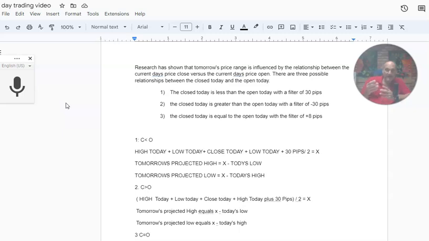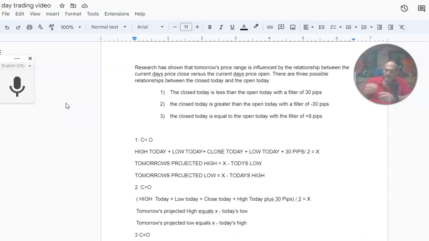But anyway, it's shown that there's a relationship that's influenced by the current day's close versus the current day's open. And there's three possibilities that exist, right? The close is less than the open today, and now we're going to put a filter in of 30 pips in there. The close is greater than the open today, again with a filter of 30 pips. The close today is equal to the open today with a filter of just 8 pips.